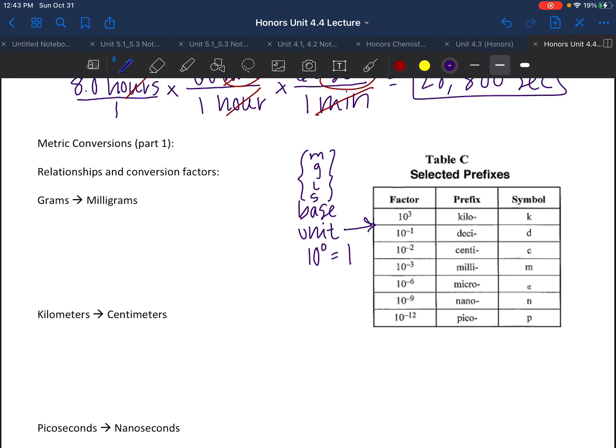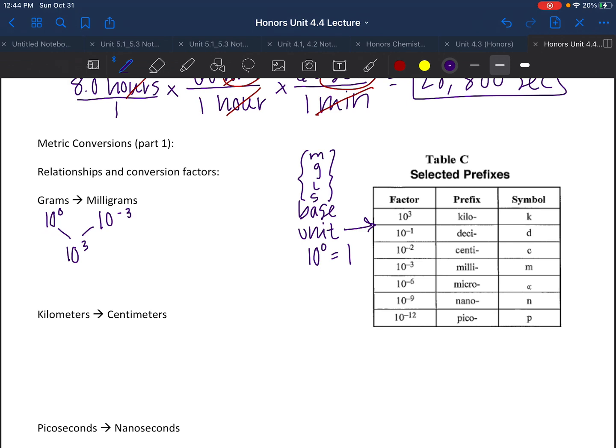So grams is one of our base units, so we know that that is 10 to the 0. And we're converting to milligrams. If we look at our table, milli is 10 to the negative third. What we're going to do is compare the difference in factors. The difference between the two is a difference of 10 to the 3 power. I want you guys to think of this as a scale, and we're always taking the absolute value of the difference between the two.